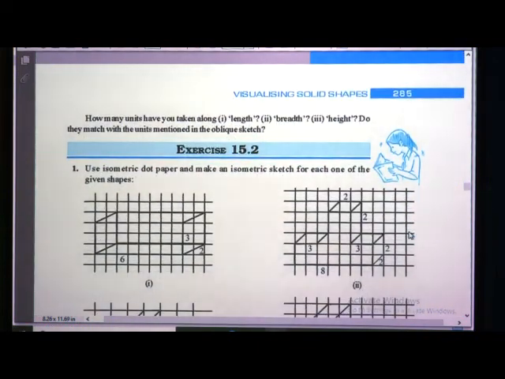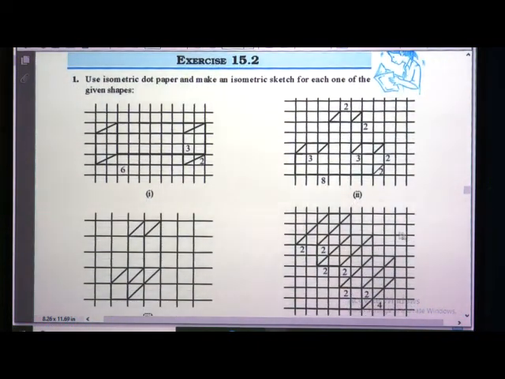Now, here are some isometric dot paper and make it into isometric sketches for each one of the given shapes. Now, what we have to do? Just we have to join the suitable corners and the suitable segments. So, we can join this and you will find out some figures which will be created.